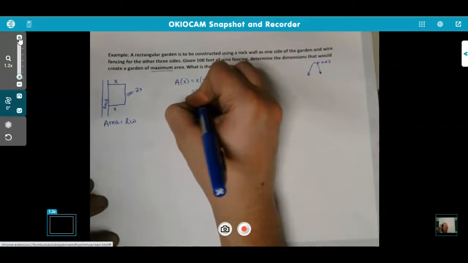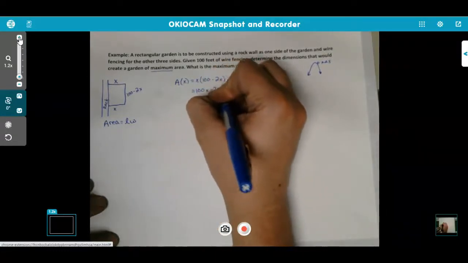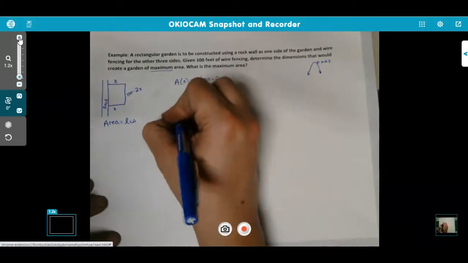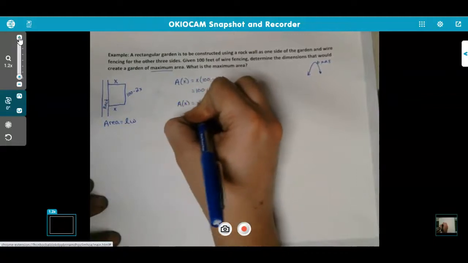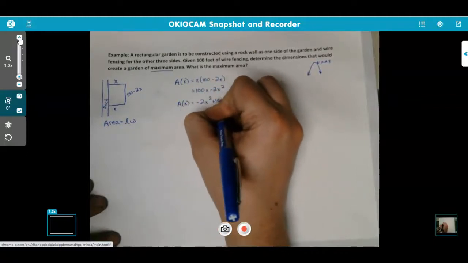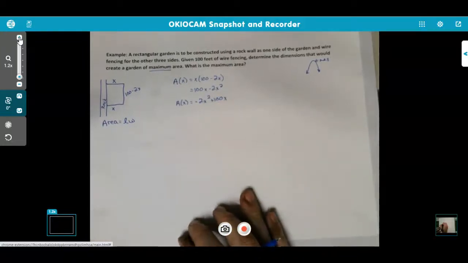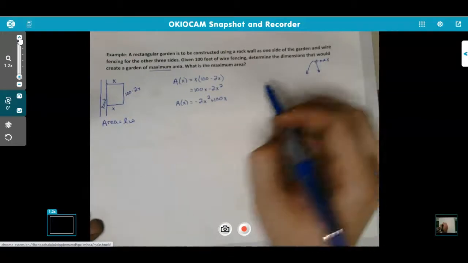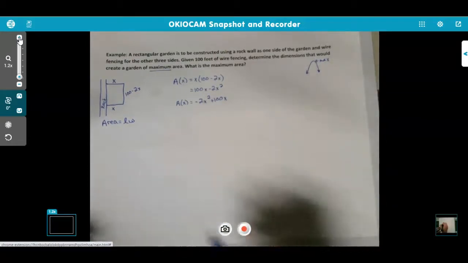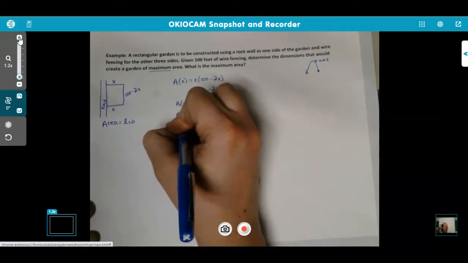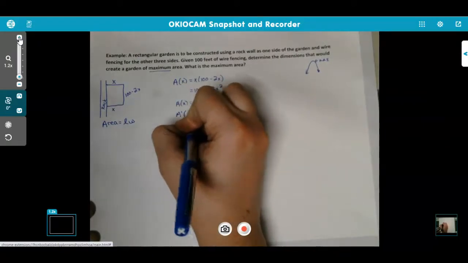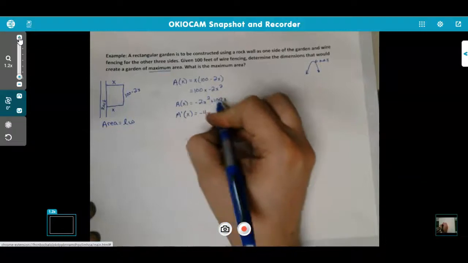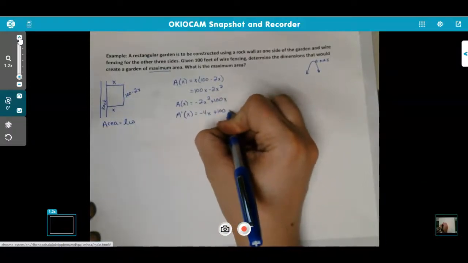Distribute the x, and we get 100x minus 2x squared. If you are like me, I like to have the x squared term as the first term. So we can write the area is equal to negative 2x squared plus 100x. Now, how I can tell where I switch from going up to going down is I can find the critical points. As we have seen, we do that by taking the derivative and setting it equal to 0. The derivative of this, I can bring my 2 down, so that would make it negative 4x plus 100. And then we're going to set that equal to 0.